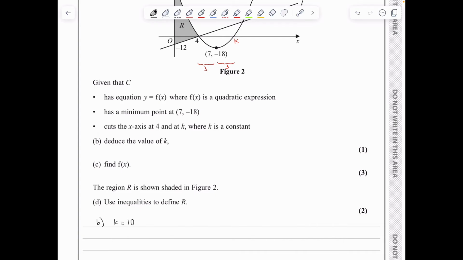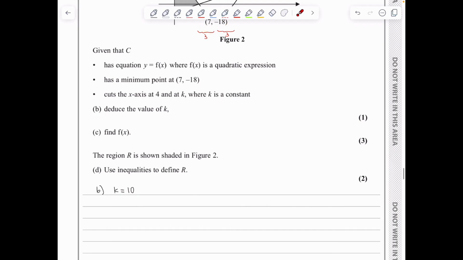We are then told to find f of x. So one way I could approach this is based on the fact that the minimum point is (7, -18). So I will make an educated guess on the form of f of x. I know it's a quadratic expression, so for it to have a minimum at (7, -18), it can be written in the form (x - 7) squared - 18. And there is a chance that there is a constant here. I'll call it alpha, which I'm trying to find.